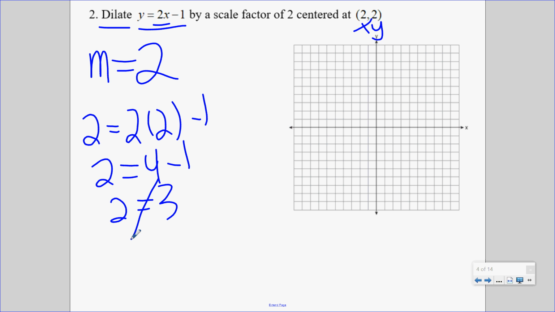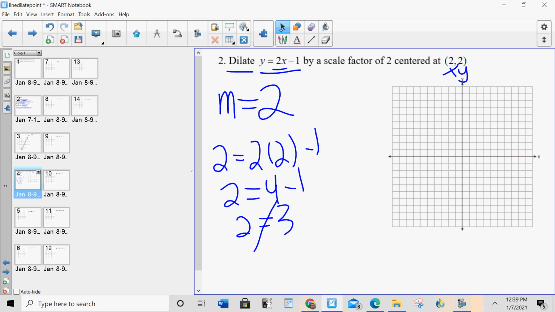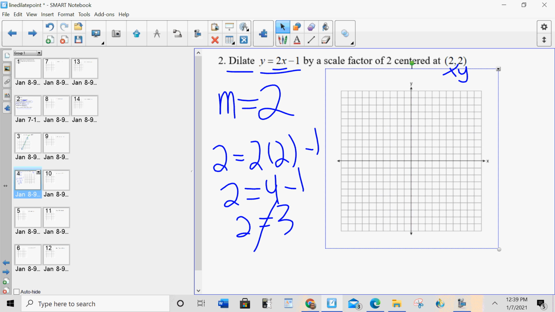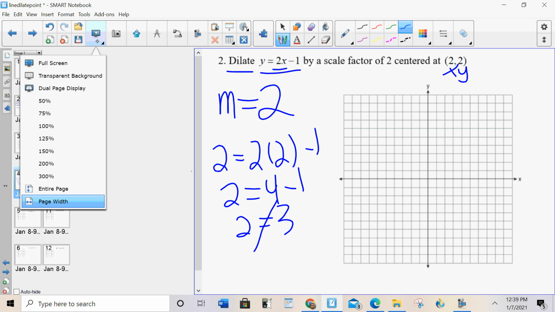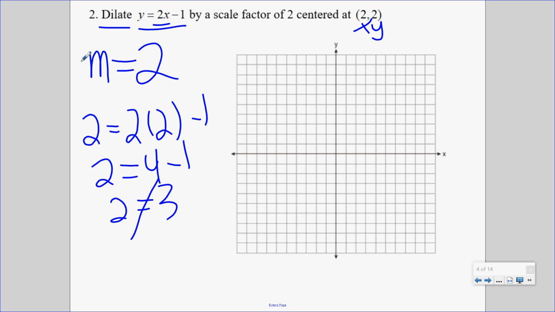But what I'm about to do, Regents-wise, outside of today, we're really not going to do it. I'm just going to ask you if the y-intercept is the same or different. But here's how I would do it. Again, let's start by graphing the line.